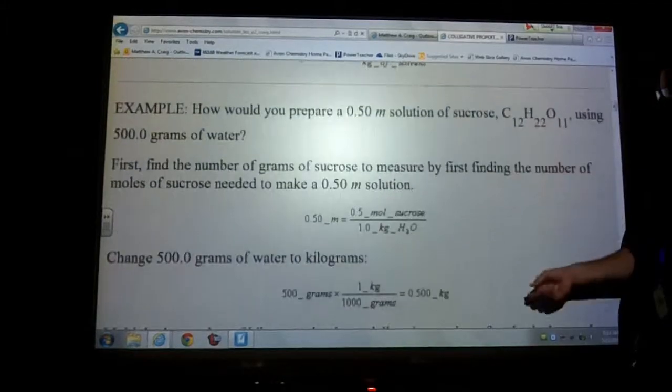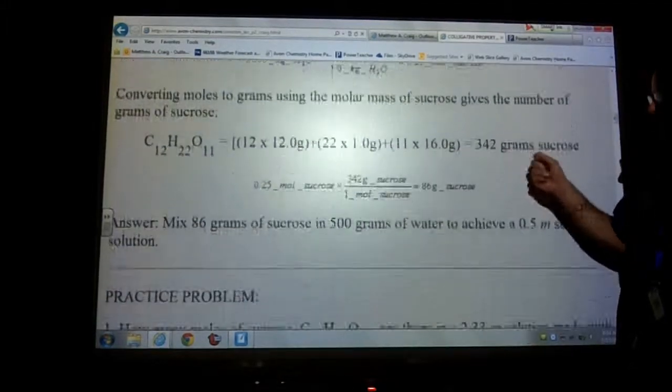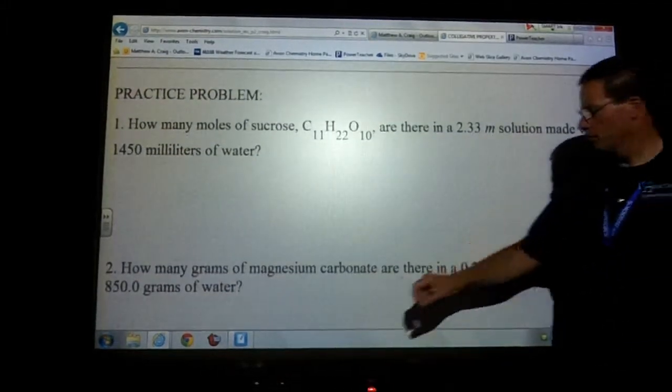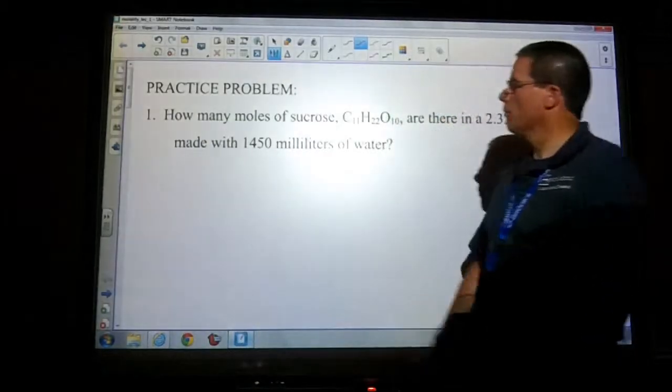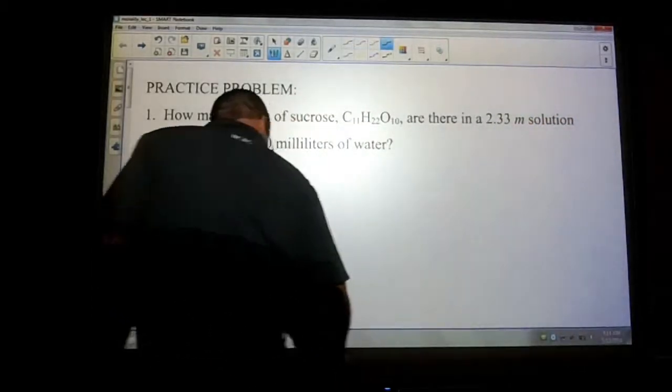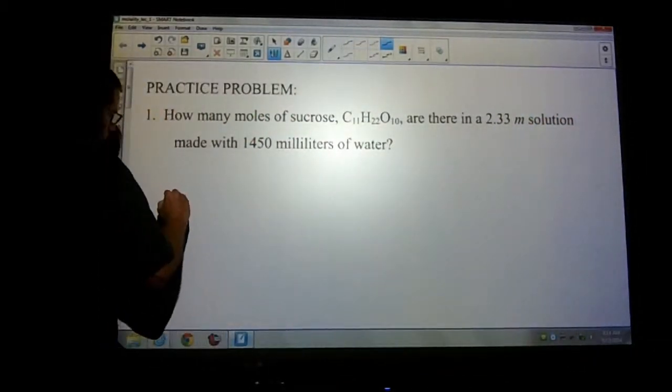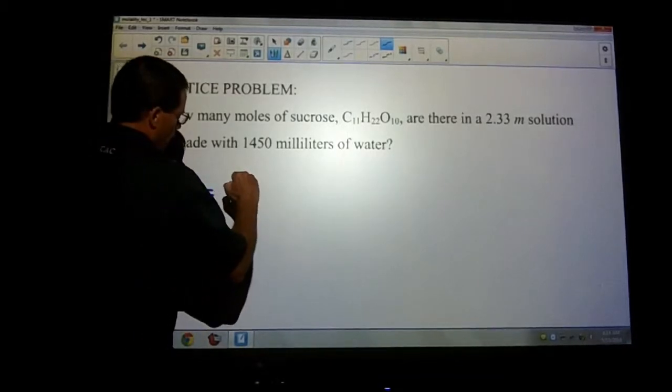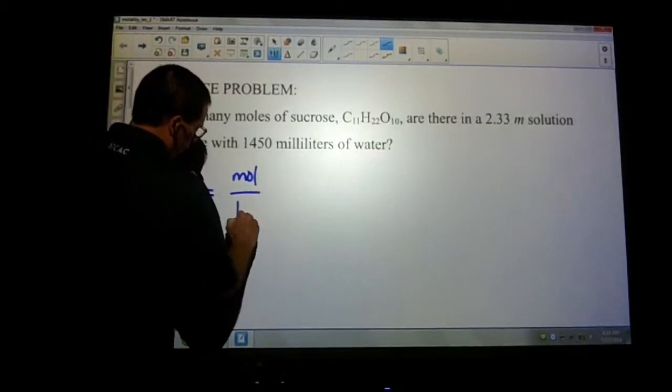So let's look at a practice problem. The first practice problem says how many moles of sucrose, which is C11H22O10, and you would not ever have to memorize that, are there in a 2.33 molal solution made with 1,450 milliliters of water. So again, our equation is, we have molality, which is the number of moles over kilograms.